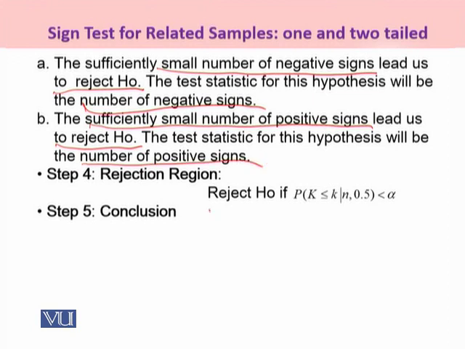So we reject H0 if the probability of K less than or equal to k, given the sample size n, comma 0.5, the proportion, is less than alpha. If this statement is true, we reject our null hypothesis. And upon comparison of the previous two steps, we conclude whether to reject or accept our null hypothesis.